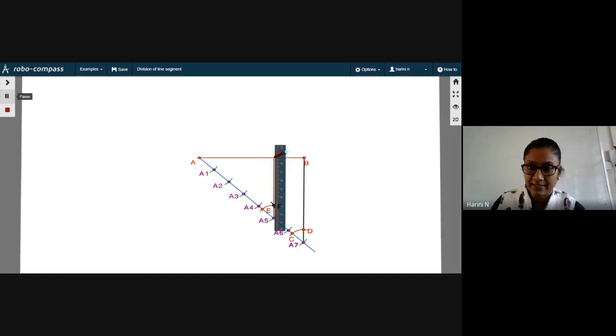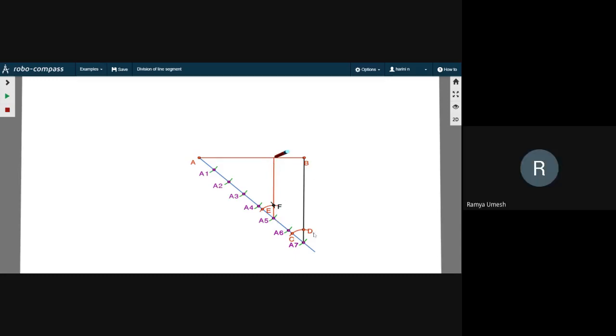So you can clearly see that you're getting 2 parallel lines here. This PA5 will be parallel to BA7.